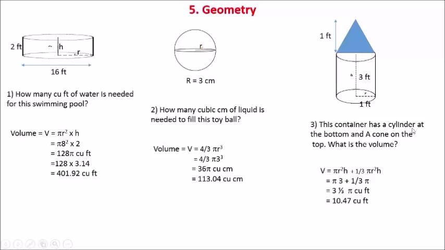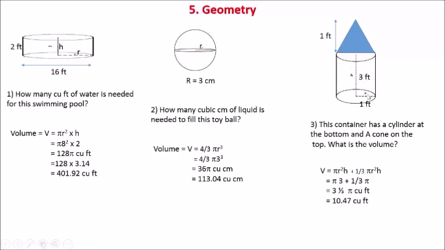Now there's a container here. This container has a cylinder at the bottom and a cone at the top. So what is the volume? Now we've got two shapes. On the bottom, you've got a cylinder. On the top, you have the cone. We need to find the volume. So the volume of the cylinder.